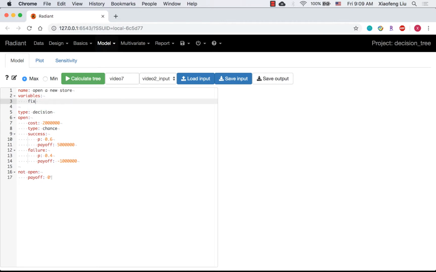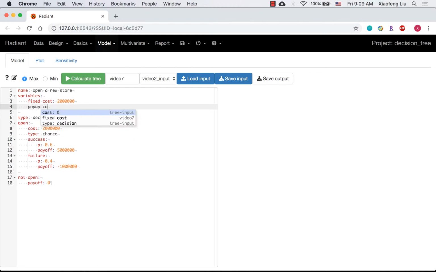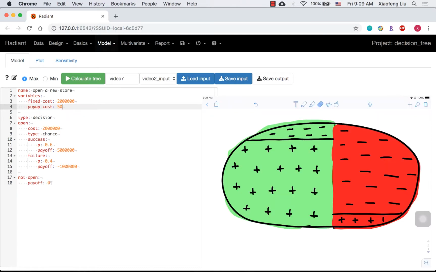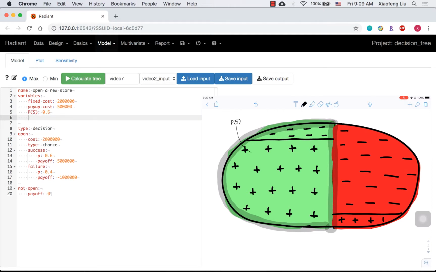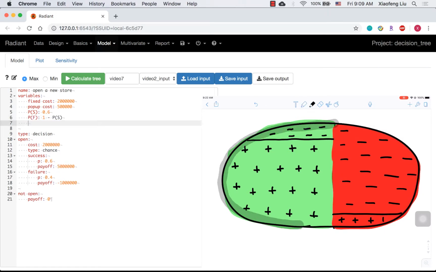The fixed cost of opening a store is $2 million. The cost of doing pop-up test is $500,000. I'm going to follow the notation in video 6 to define the probabilities. The probability of real store being successful, PS, is 0.6. The probability of real store being a failure is 1 minus PS, since they need to sum up to 1.